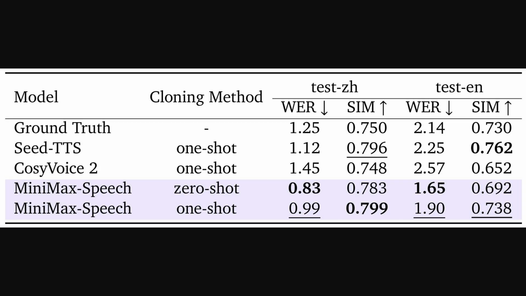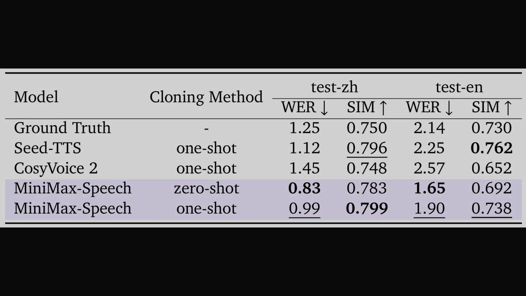Moving to the results. This table compares MiniMax-Speech with other models on voice cloning tasks in Chinese and English. We see metrics like word error rate, or WER, which tells us how accurately the synthesized speech is transcribed, so a lower score is better, and speaker similarity, or SIM, which measures how closely the generated voice matches the target speaker, so here, a higher score is better. For Chinese, in zero-shot cloning, MiniMax-Speech achieves the best word error rate at 0.83 and strong speaker similarity, really showcasing the impact of its innovative design.